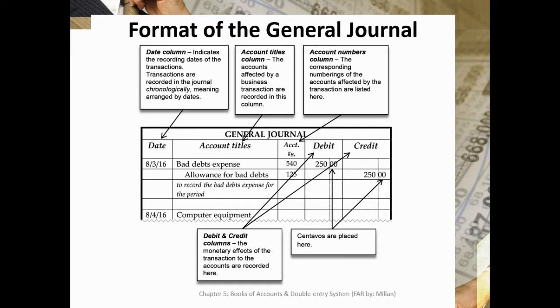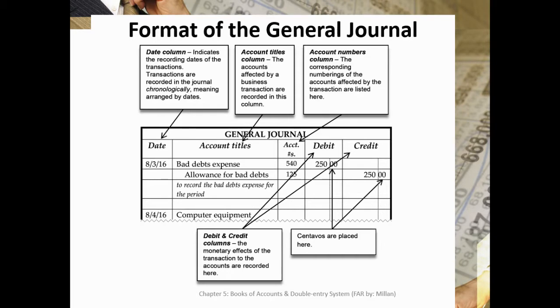Makita mo yung date. The date column indicates the recording dates of the transaction. Kung kailan nangyari yung transaction, makikita mo siya dyan. So, transactions are recorded in the journal chronologically, meaning arranged by dates. So, kung mauna si August 3, next si August 4, next si August 5, hindi pwedeng mauuna si August 5, sunod si 3, sunod si 4. Hindi pwede. Dapat sunod-sunod siya.